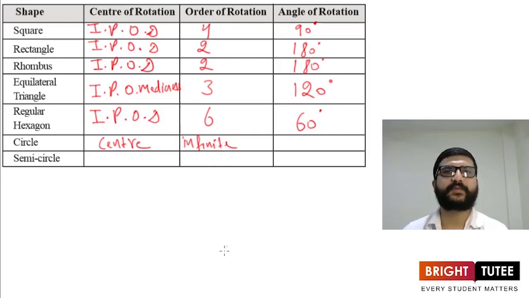Now what about angle of rotation? Angle of rotation means at every point we are going to get the same circle only. So we can write at every point.